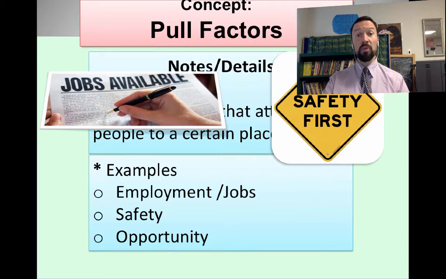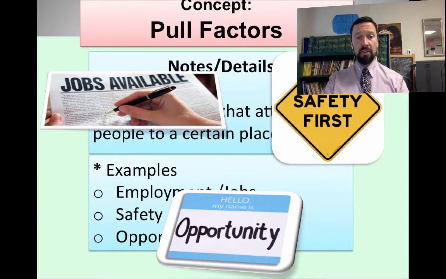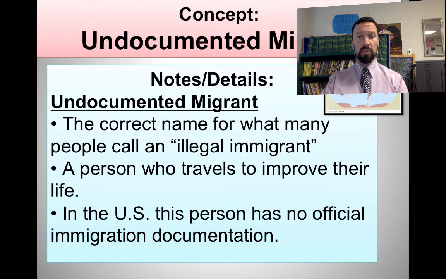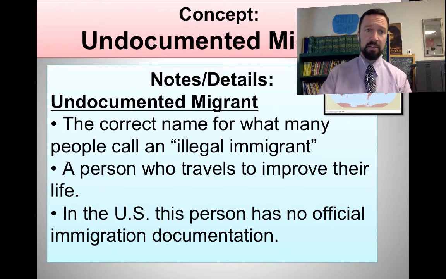Safety first. People who feel that they are in danger because of what's going on in their country will leave their country, will take a big chance to come to the United States to be safe, also to have opportunity. So just keep that in mind. Opportunity, safety, and jobs are all reasons that people immigrate to the United States.